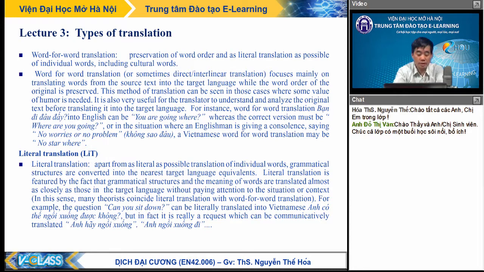And second, literal translation. So what is literal translation? In this case, the translator has to pay attention to grammatical structure. Of course, they will be converted into the nearest target language equivalent. Literal translation is featured by the fact that grammatical structure and the meanings of words are translated almost as closely as in the target language, without paying attention to the situation or context. For literal translation, we pay attention to grammatical structure, not the situation.